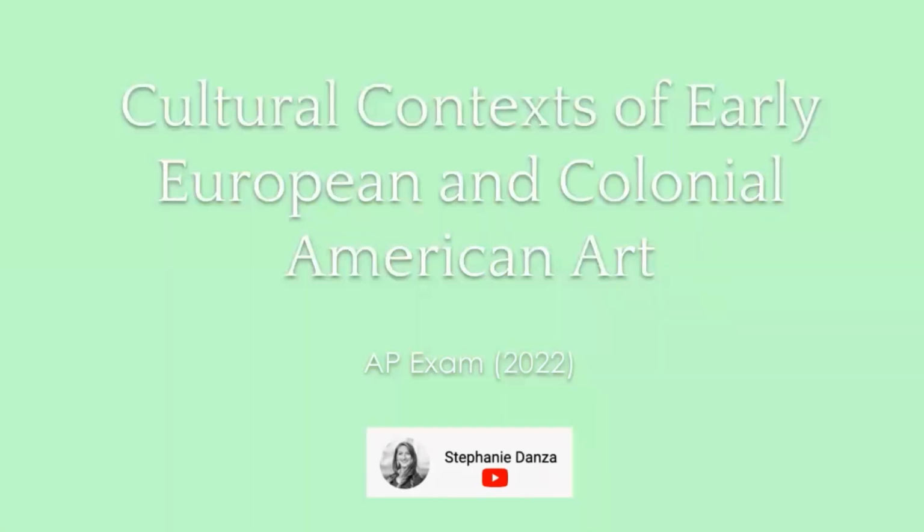Early Europe and colonial Americas, 200 to 1750 CE. Cultural context of early European and colonial American art. Medieval artistic traditions include late antique, early Christian, Byzantine, Islamic, migratory, Carolingian, Romanesque, and Gothic, each named for their principal culture, religion, government, and/or artistic style.